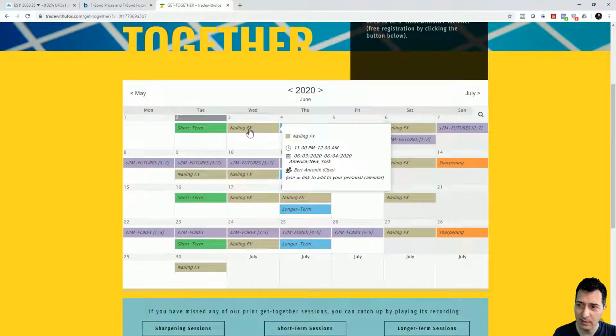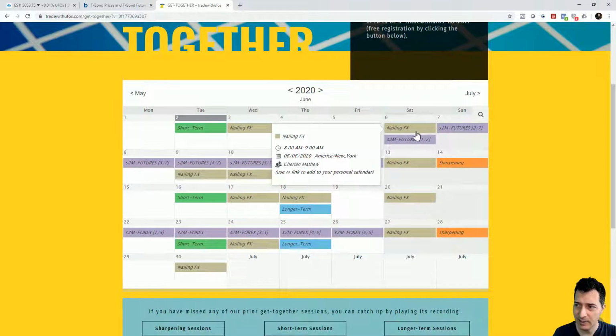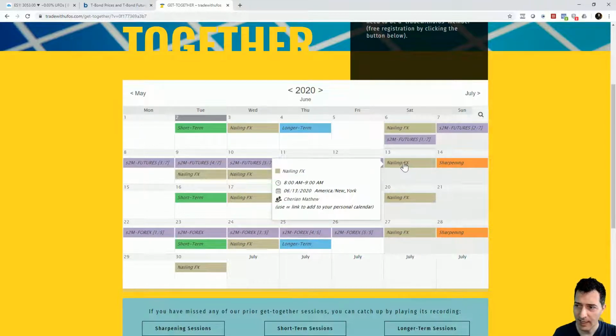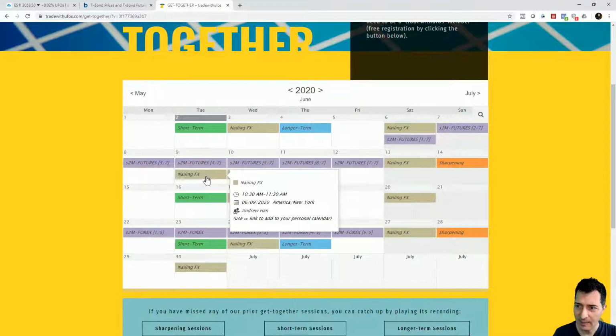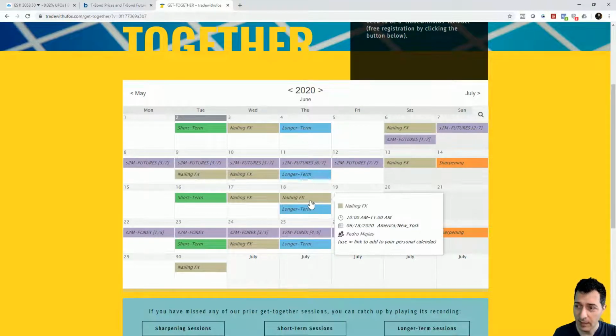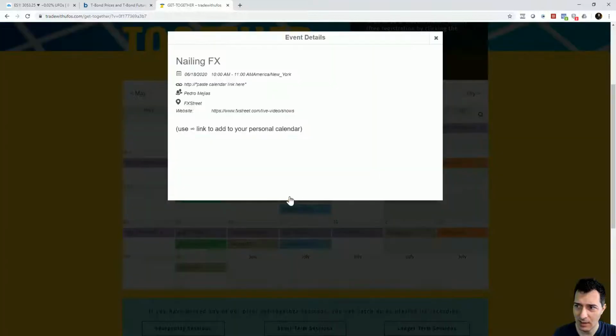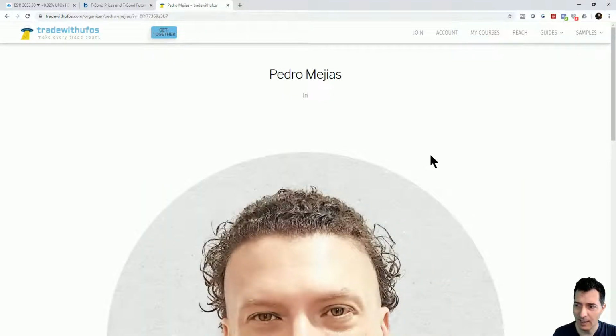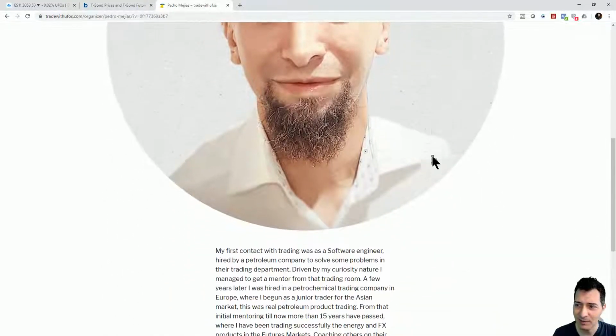So we're gonna have fun. You can see here Bert, Antonic. You can see here Cherry and Matthew. You can see here Andrew Han. You can see here Pedro Mejias, which is your question there, right? If you want to get in touch with any of the instructors, to be honest, it's very, very simple. First you can just click on the schedule, and it will bring you here. Now you can click on the instructor name, and you're gonna get to know a bit more about Pedro in this case. Here is Pedro.